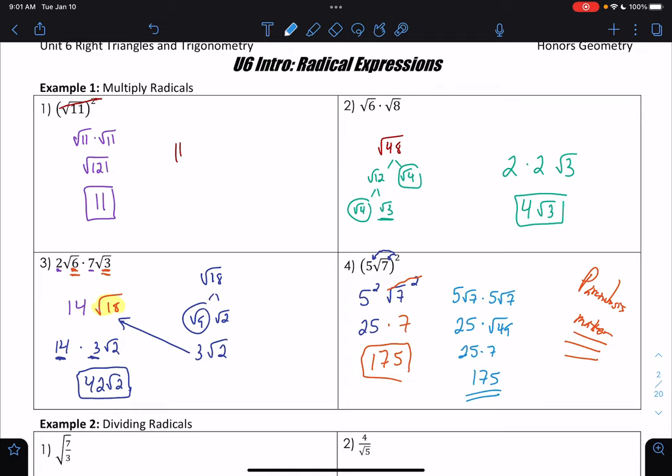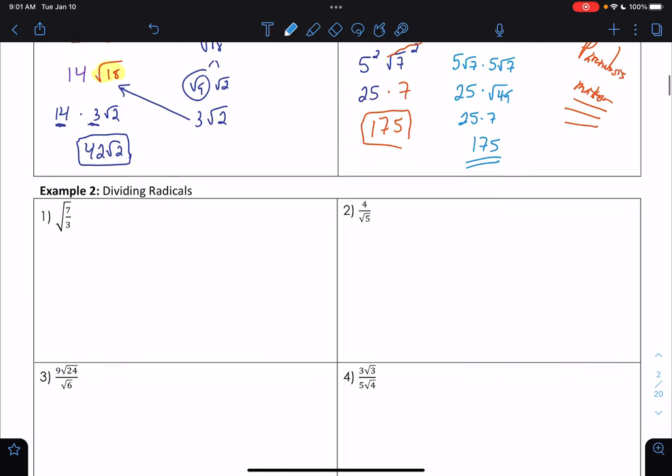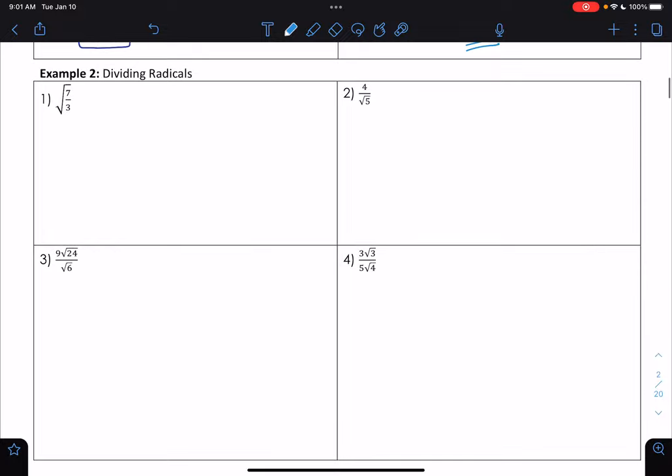So that is just some examples of multiplying radicals. Let's shift over into dividing radicals. When we're dividing radicals, we're going to go over a couple things here. We're going to go over a process that you probably haven't heard of before. It's called rationalizing the denominator.